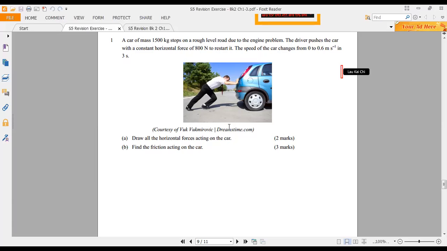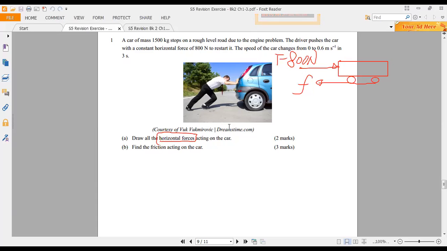So easy, right? So the car is like this. I'm spending time enjoying a nice car. Oops, failed. It's okay. You know what I'm drawing. So there will be a pushing force, 800 Newton forward. And there is another force backward, which is a friction. That's it, 2 forces, right? Horizontal forces only. You don't need to care about the normal force and the weight, only 2 forces.